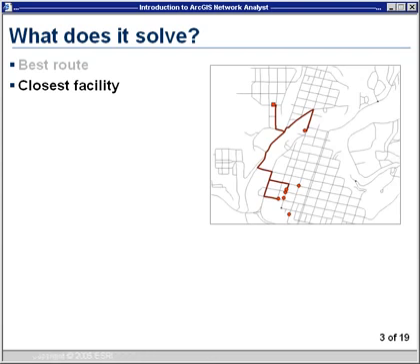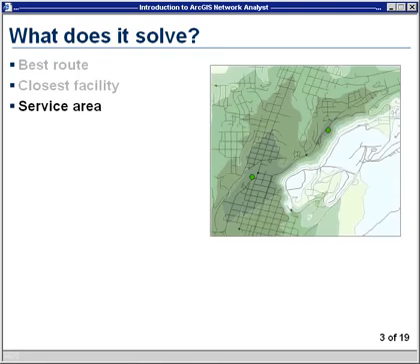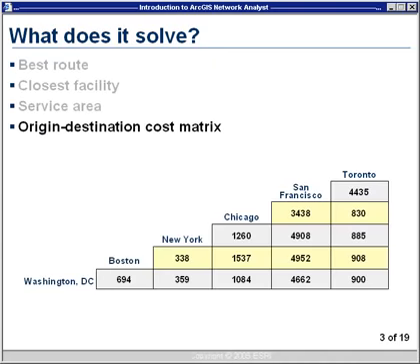This is for things like finding the 3 closest fire stations to a fire. You can generate service area polygons and lines to find the area and streets traversed within a specific time or distance from a location. And using the origin destination cost matrix algorithm, you can create time distance tables from one set of locations to another set of locations.